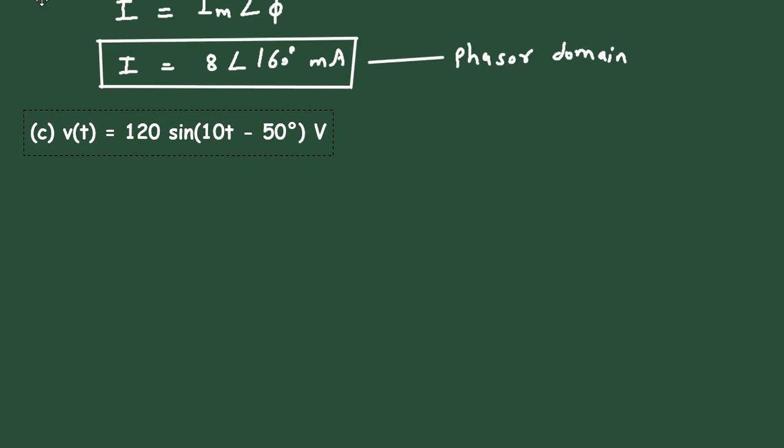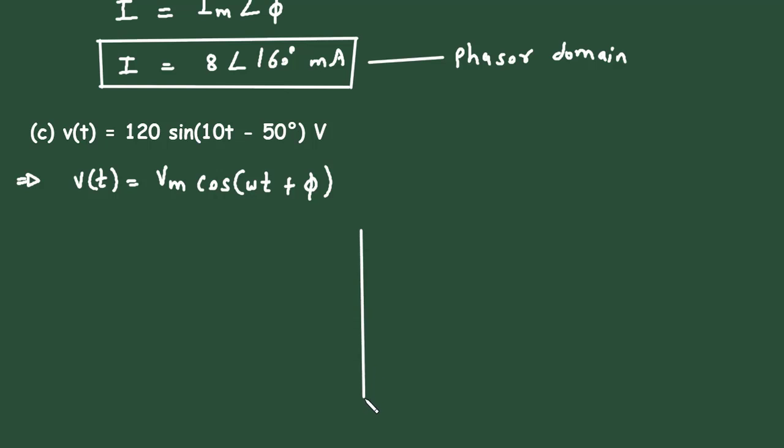This is problem C. Again we will compare this with the standard equation, v(t) = Vm cos(ωt + φ). Here we can see it is in sine form, so first we need to convert this into cosine form, which is the standard format.